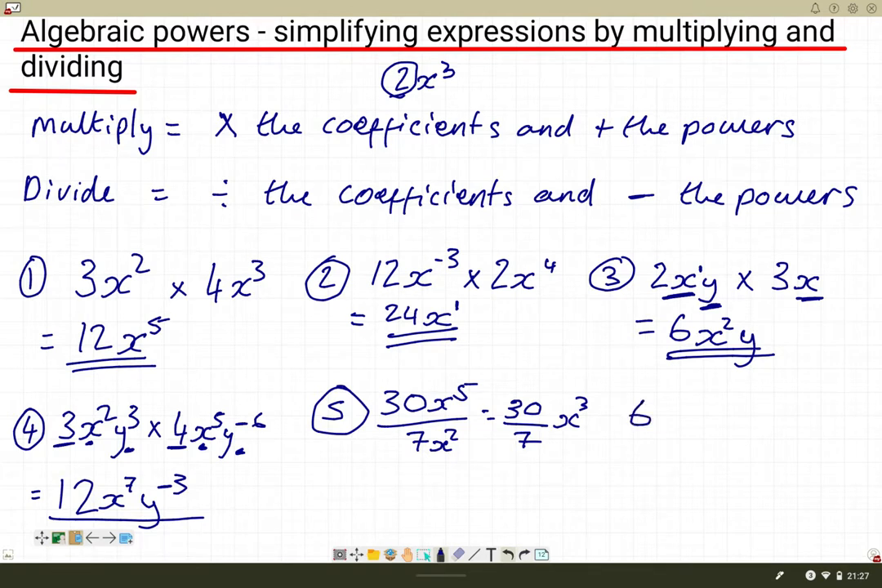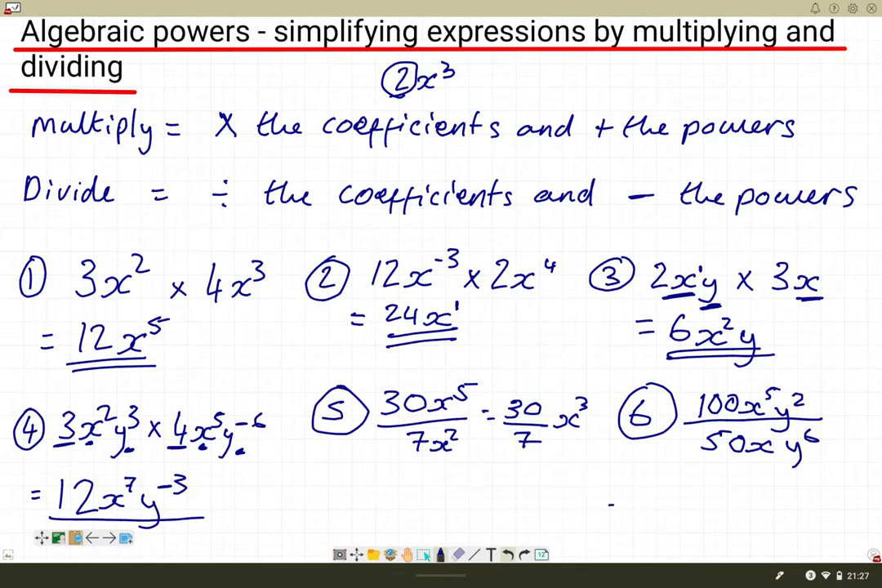Okay, next one. Let's say I have 100x to the power of 5 y to the power of 2 divided by 50xy to the power of 6. So divide the coefficients. 100 divided by 50 is 2. X to the power of 5 divided by x. So that's basically 5 take away 1. Okay, so 5 take away 1 is 4. So 2x to the power of 4.